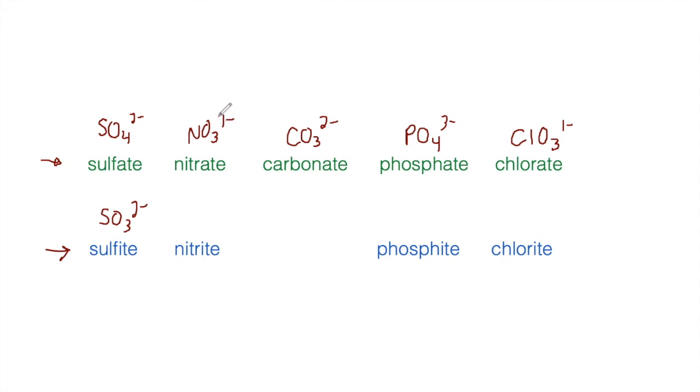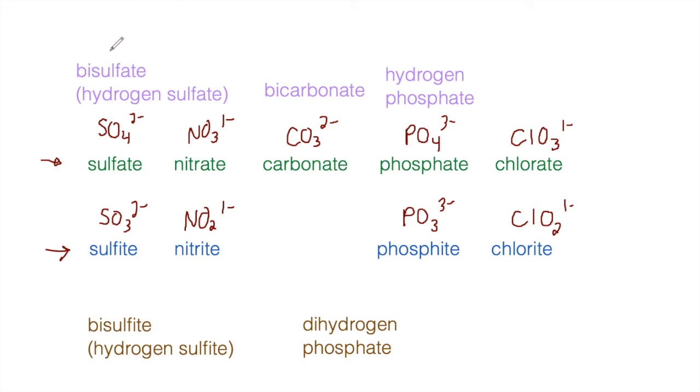If nitrate is NO3 with a -1, nitrite is NO2 with a -1. We don't have a carbonite, so I'm skipping that one. Phosphite would be PO3 with a -3, and chlorite would be ClO2 with a -1.